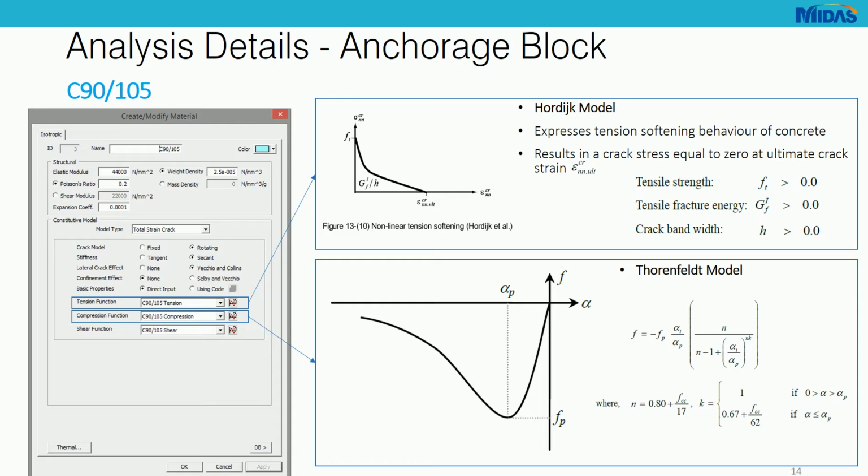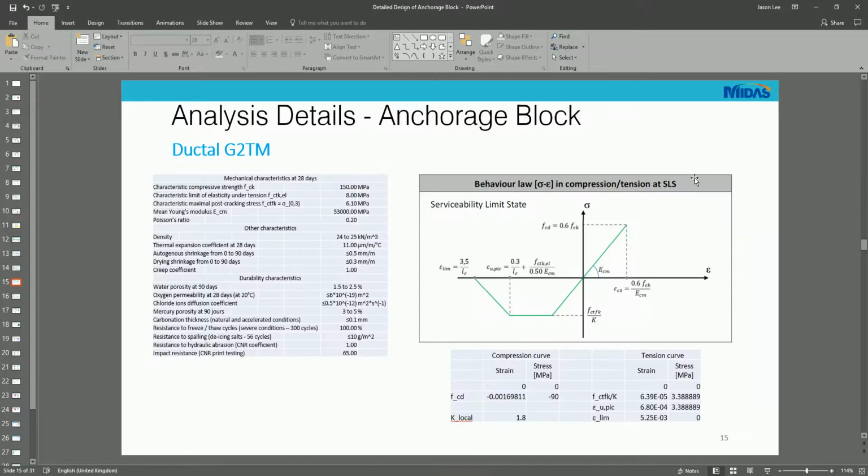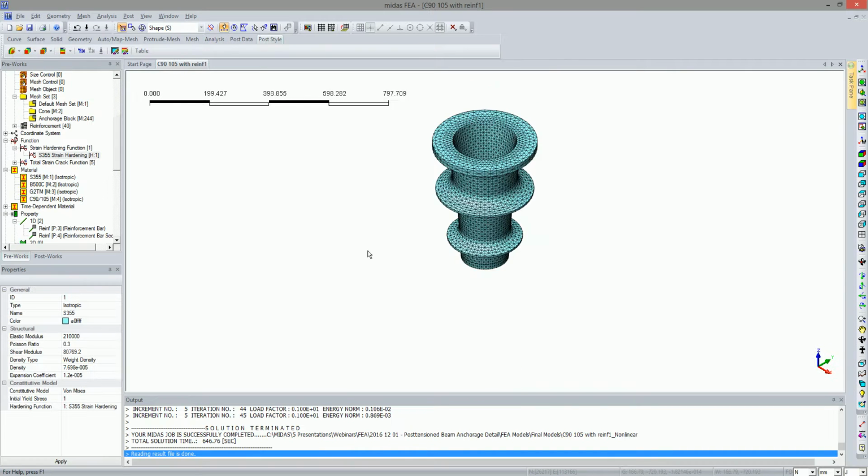For the compression curve, a Thorenfeld model is used, and for this we just need to input the compressive strength. Obviously, all the details for these functions can be found in the analysis manual of Midas FEA. And now let's see how the high strength concrete was defined in Midas FEA.